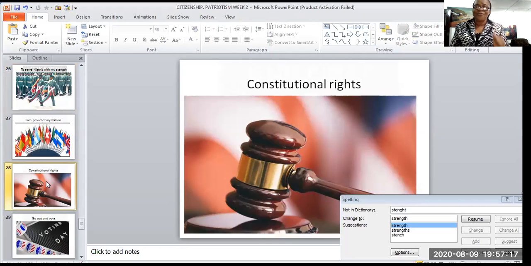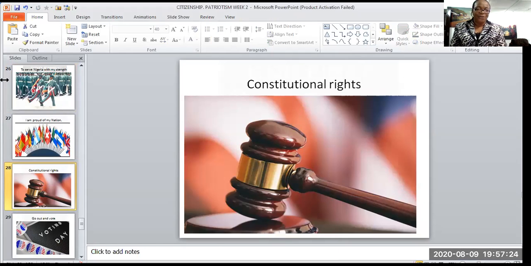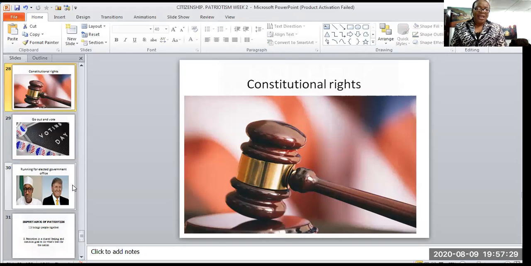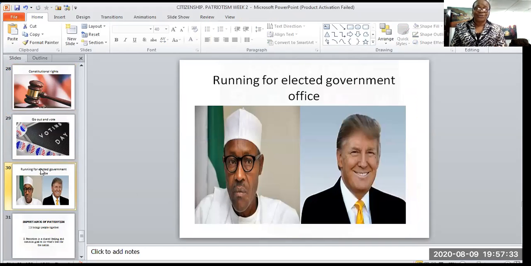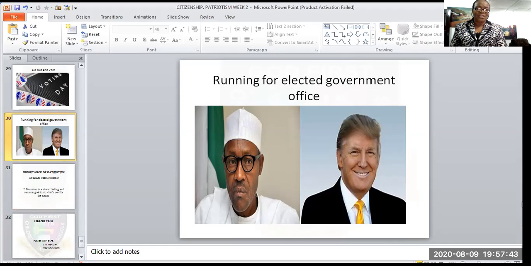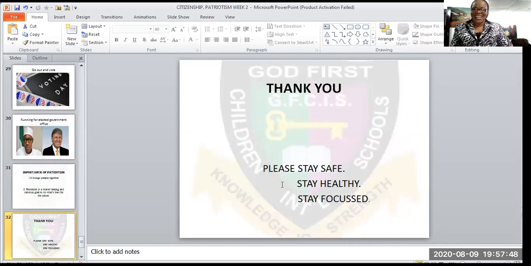Then constitutional rights. Know our rights. It's important that we know our rights. Is that clear? Beautiful. And then go out to vote on the voting day. Ensure that you run for elections. You run for government office. Yes, in your time. Make sure you do that so that you will bring better governance to our country, Nigeria. Are we together? Beautiful. I clap for you.